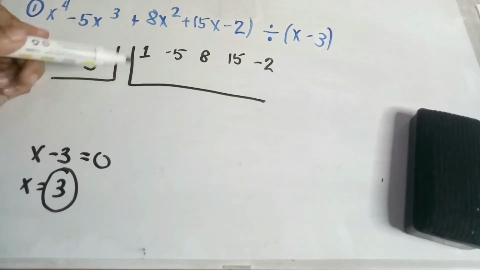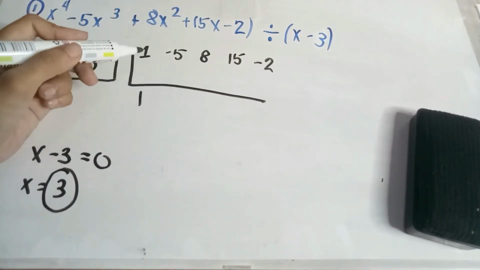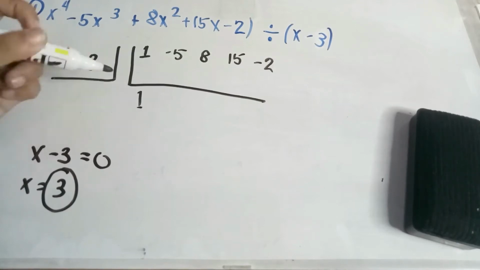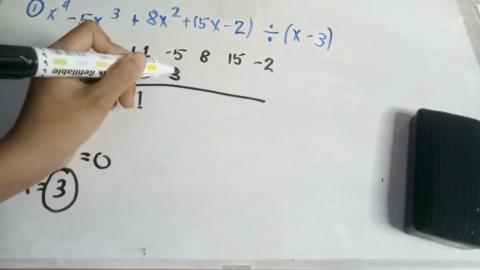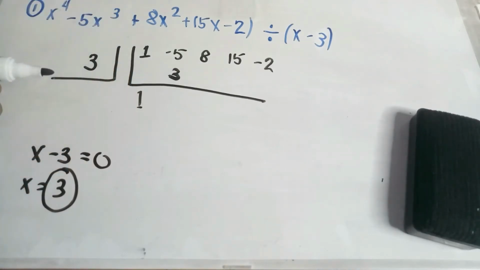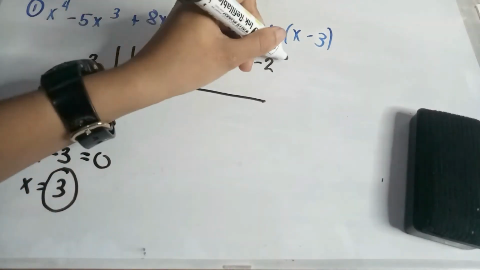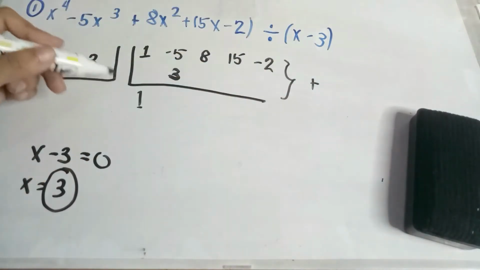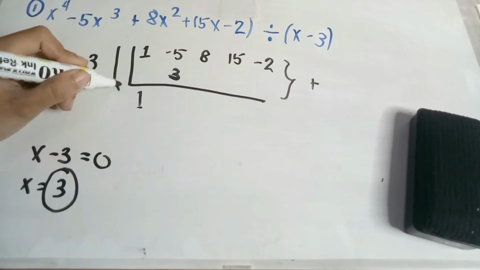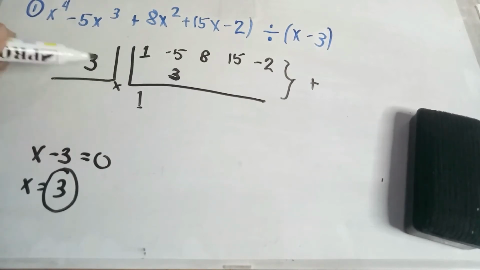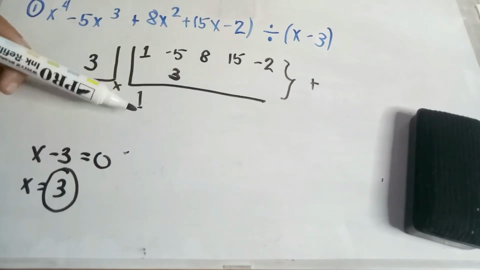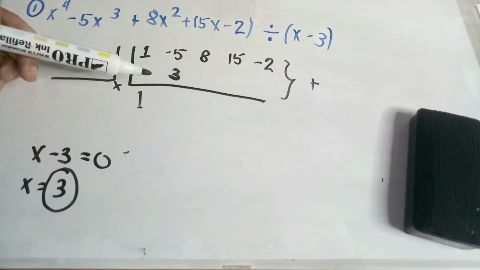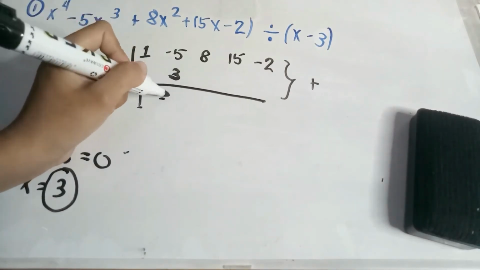After that, bring down 1. Always bring down the first number. Then multiply it by the divisor. So 1 times 3 is equal to 3. Then put it under the second number. The next step is add. Then multiply again, then add. Negative 5 plus 3: different signs, so we need to subtract. So we have negative 2.